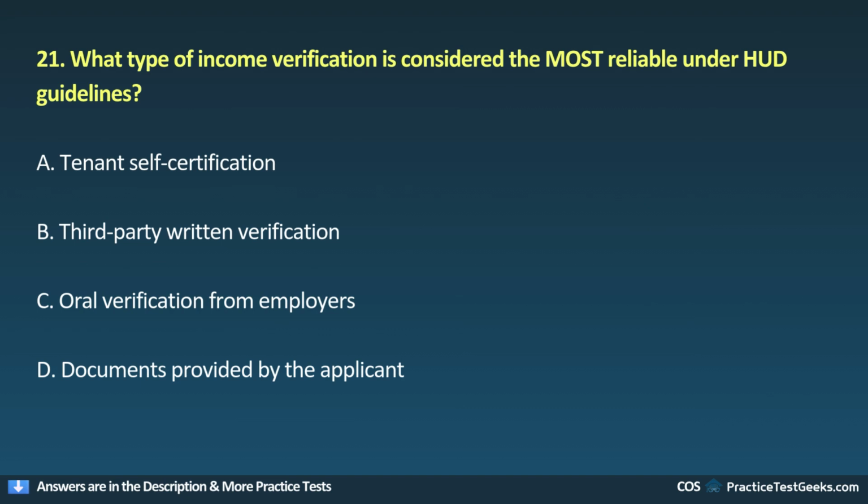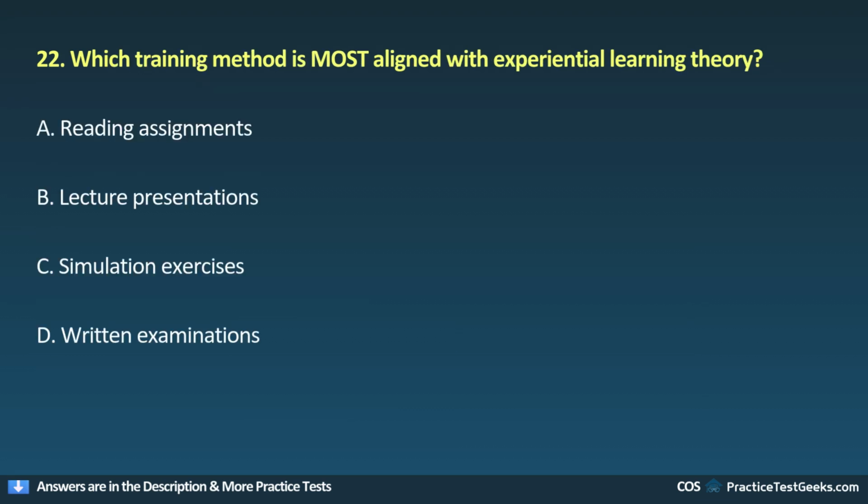21. What type of income verification is considered the most reliable under HUD guidelines? A. Tenant self-certification. B. Third-party written verification. C. Oral verification from employers. D. Documents provided by the applicant.